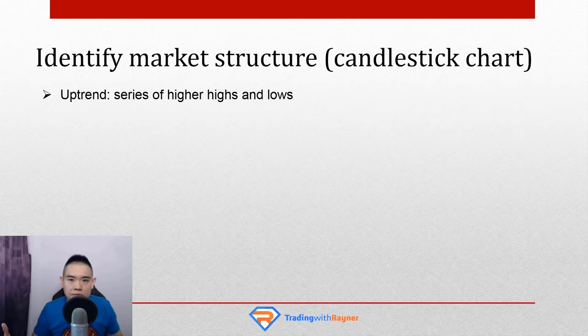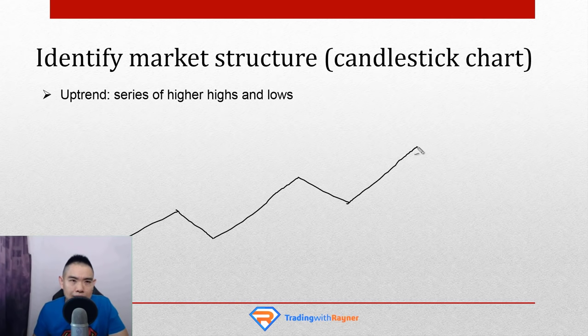There are three types of market structure you want to pay attention to. Number one is an uptrend. This consists of a series of higher highs and higher lows. It looks something like this. Price hits higher, makes a pullback, breaks out higher, makes a pullback, and then breaks out higher. When you take a step back and look at this, you can see a series of higher highs and higher lows. Make sense?